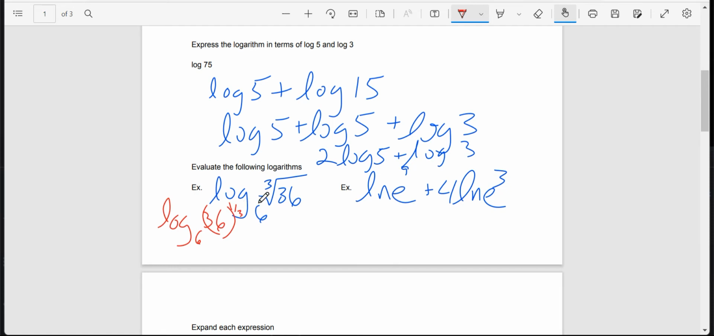You might also recognize another way to go about this. You see 1/3 power, you can move the 1/3 up front and be able to solve for log base 6 of 36, and do the same method I was explaining about earlier.